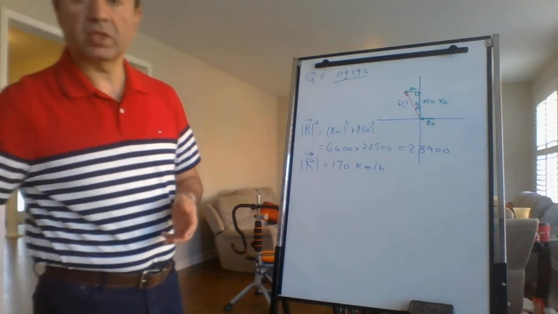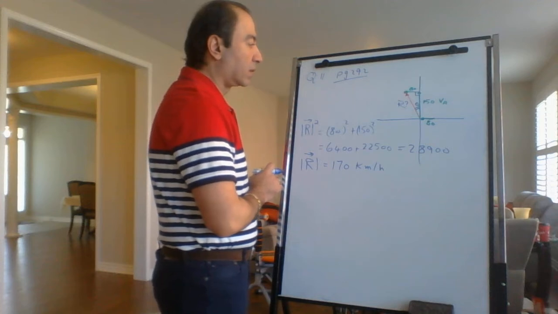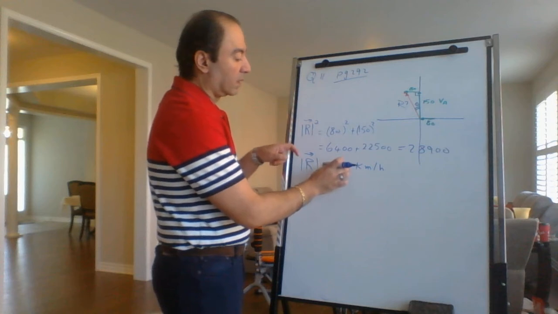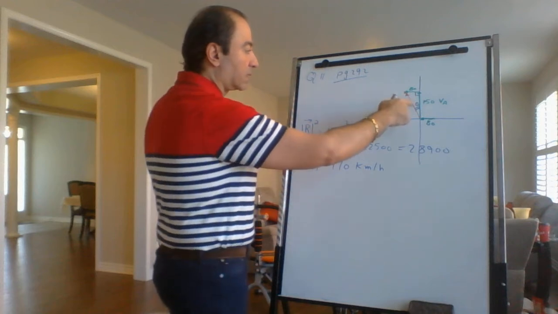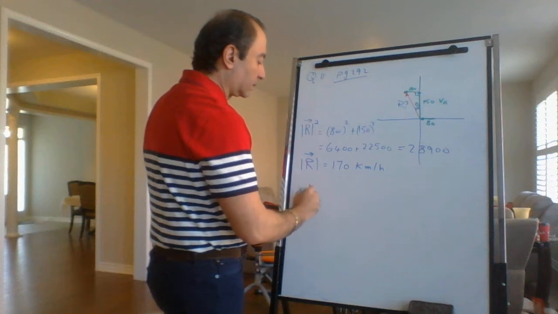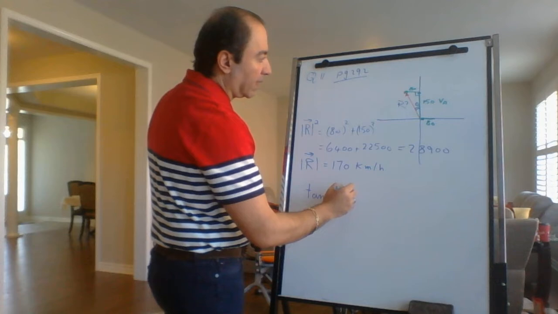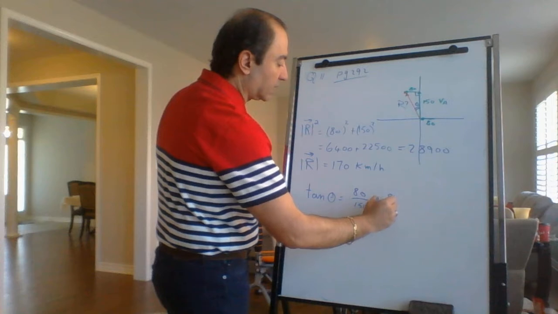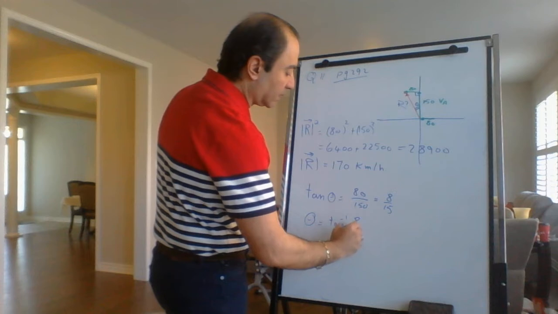Actually, we are not done. We just found the magnitude of the resultant vector. We need to find the direction because vectors must have magnitude and direction. So to get this angle, this is a right triangle, so I can use tan theta. I know the opposite and I know the adjacent, so 80 over 150, which is 8 over 15. So theta will equal tan inverse of 8 over 15.